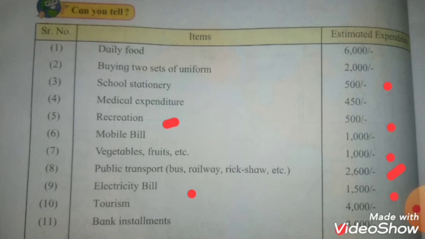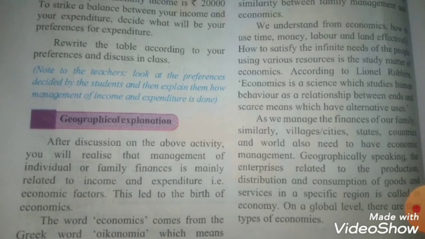And our total expenditure here is 22,550. So students, 22,550 is our estimated expenditure. We can consider this kind of expenditure. Now see, next, suppose this is your expenditure this month, and your monthly income is rupees 20,000.